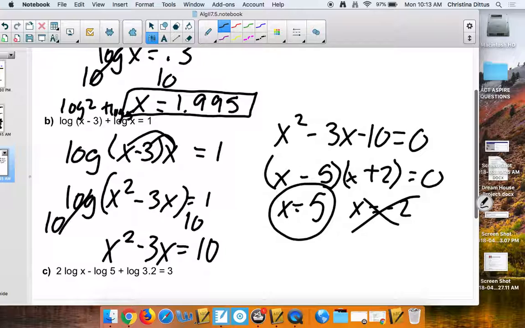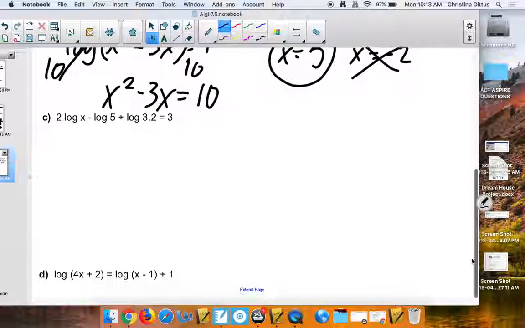Questions? Ready for one more step? Sure. I got a bunch of stuff going on there. First thing that I have is a 2 out front here. Well, do the rest of these have 2s? No, so I probably don't want to divide by 2 or it's going to get messy.